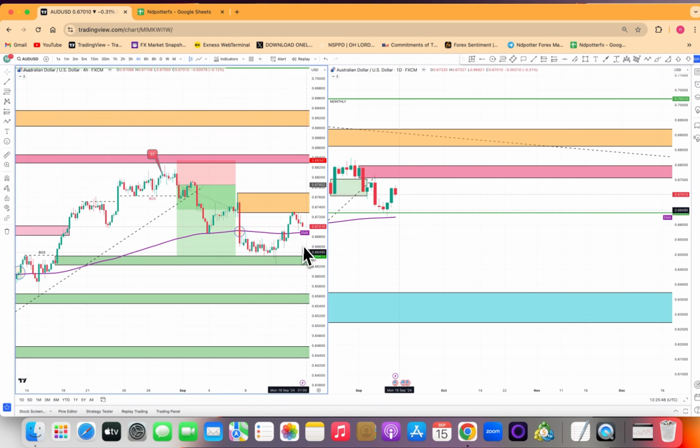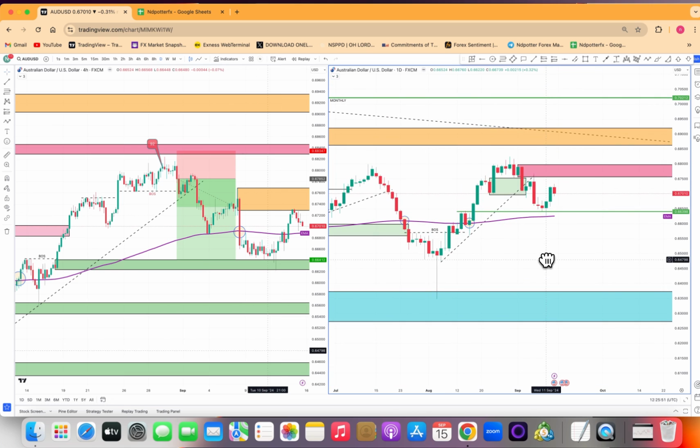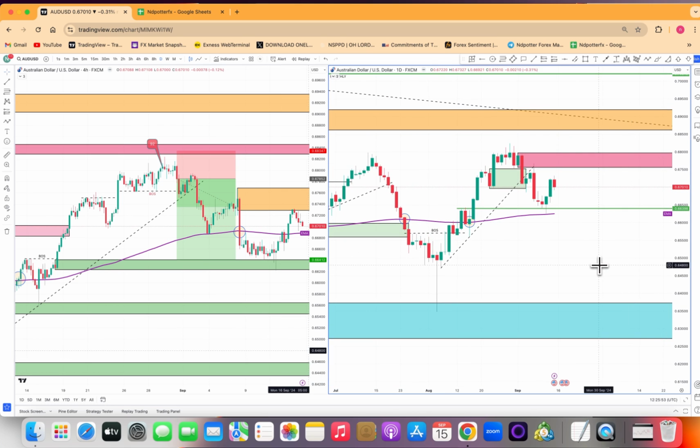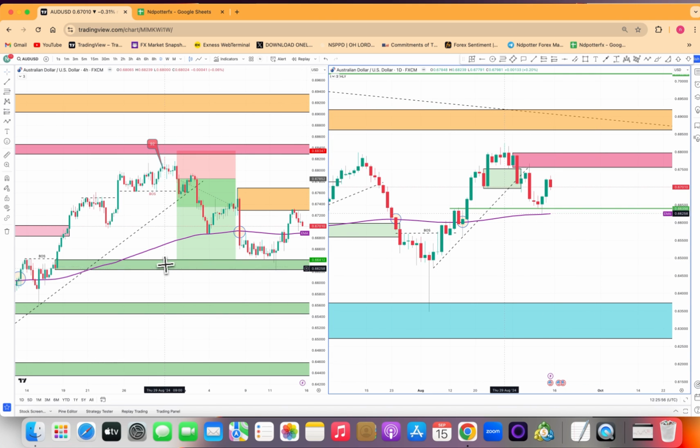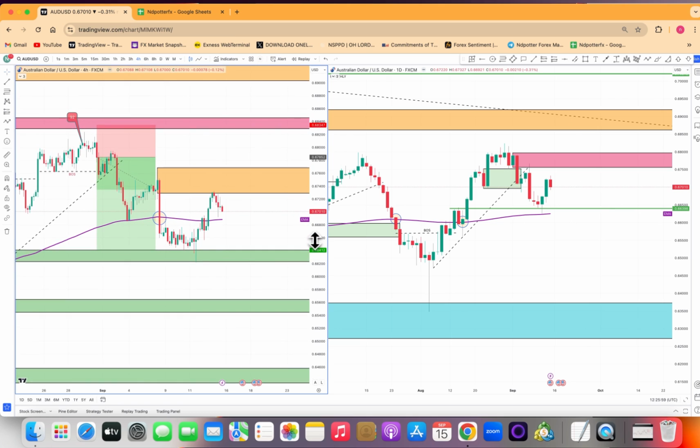if you have been following me and my channel for a very long time, you will know that I have always been saying that the institutions haven't really been interested in buying AUD USD for the past 2 years now. What the institutions have been doing is they drop price. When they go to an institutional demand area, they rally price a little bit to the upside, to an area where they will start adding aggressively to their short position again.